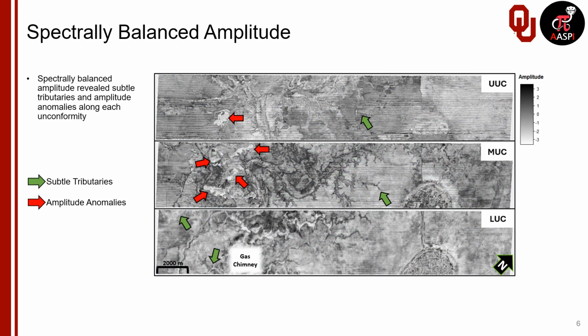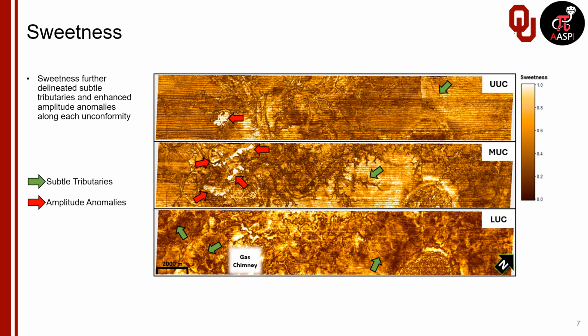If we spectrally balance the amplitude, we're able to get a little bit more information from very subtle tributaries that you can see we tried to mark out with those green arrows, to larger scale amplitude anomalies, which we may be able to associate with lithological changes.